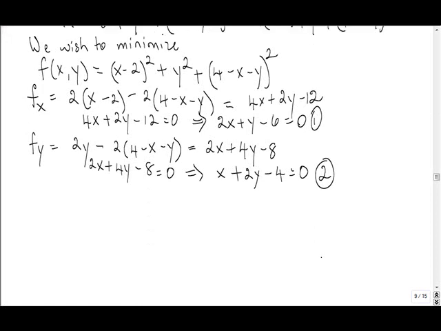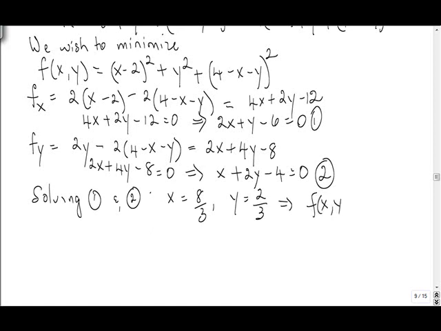Any questions so far? Now this is an ordinary system with two variables. We can do that. So let me just write out the solution. We've done quite a lot of that today. So I'm just going to say solving 1 and 2. You get that x is 8 over 3, y is 2 over 3. And then right away, f of xy, you can put that into your function, and you get 4 over 3.